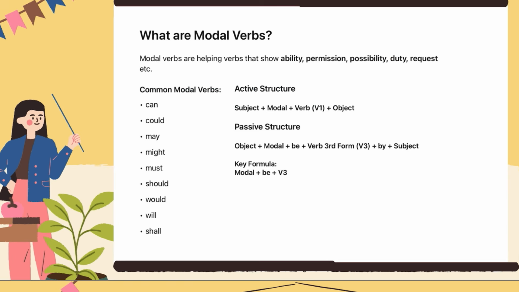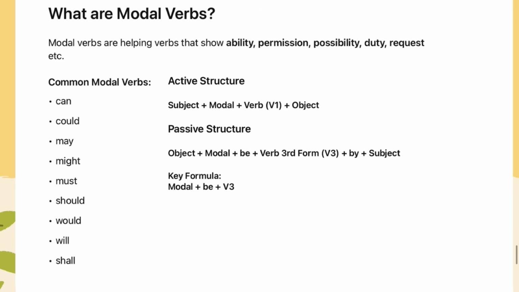Now let's move on to the next concept, that is modal verbs. Modal verbs are helping verbs that show ability, permission, possibility, duty, request, etc. These are the common modal verbs: can, could, may, might, must, should, would, will, shall. Here the active structure is: subject plus modal plus verb plus object. So when you write the passive voice of such modal verbs, you will be writing object plus modal plus be plus verb plus by plus the subject.